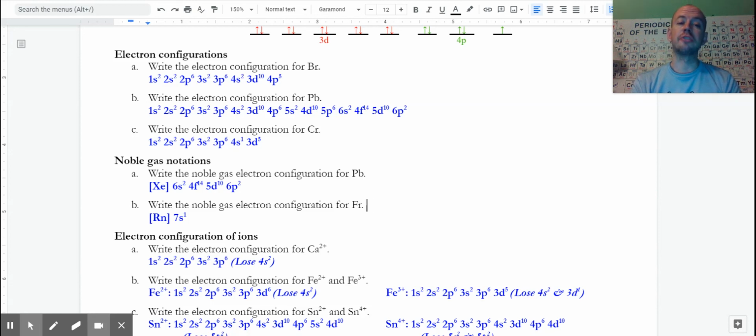These fill after that, but they are parts of levels 4 and 5. So we'll see down here, when lead is doing anything in terms of its reactions, it's those s's and p's in that highest level that are most important.